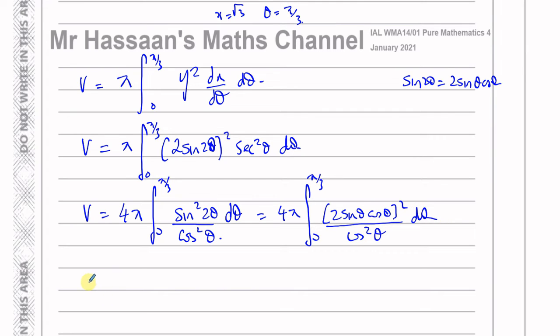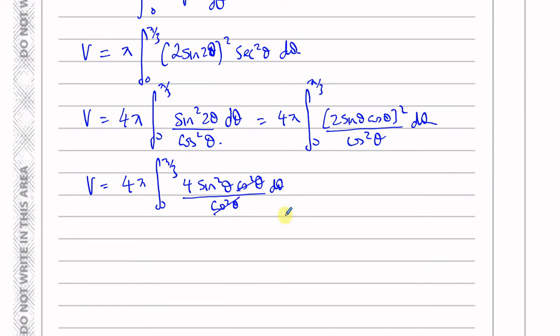So that's going to give me now 4 pi times between 0 and pi over 3, 4 sine squared theta cosine squared theta divided by cosine squared theta, and integrate with respect to theta. Now what's going to happen here is these are going to cancel out, and that 4 I can multiply with what's outside. So this gives me 16 pi between 0 and pi over 3, and here I'm going to have sine squared theta d theta.